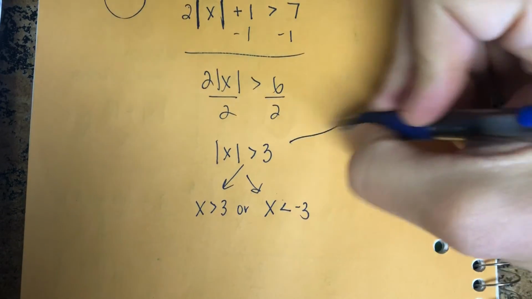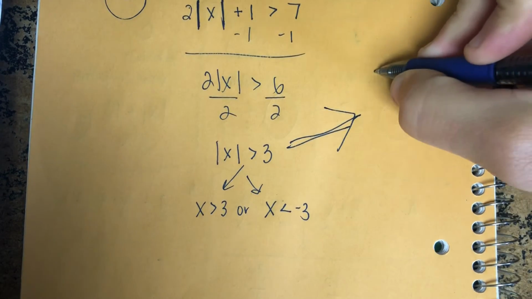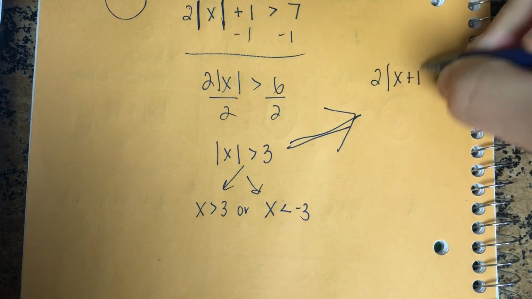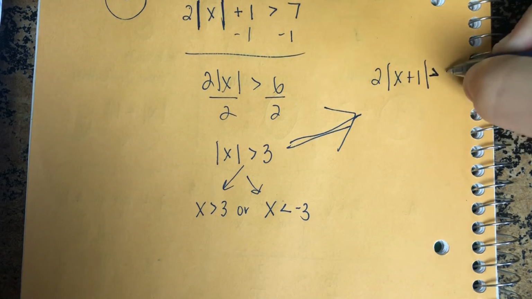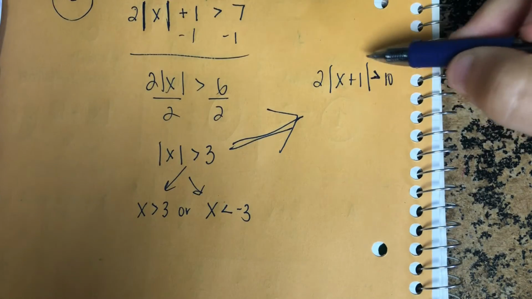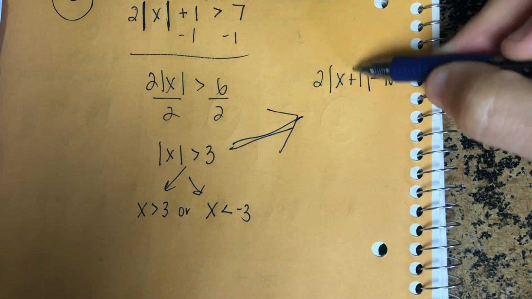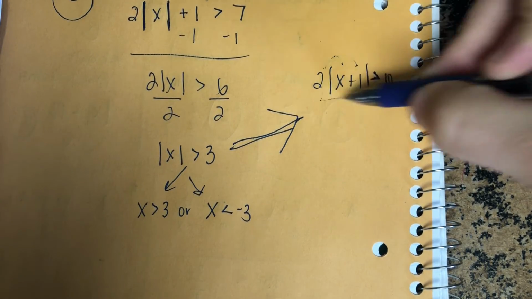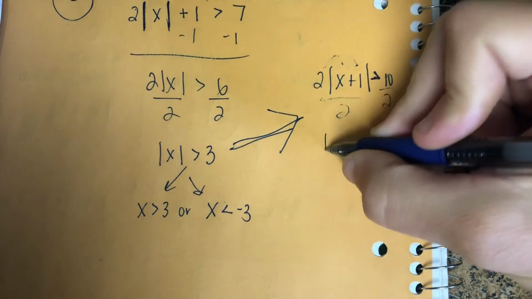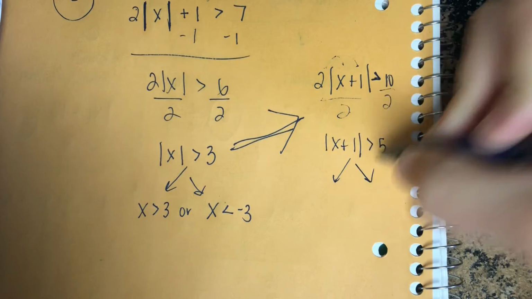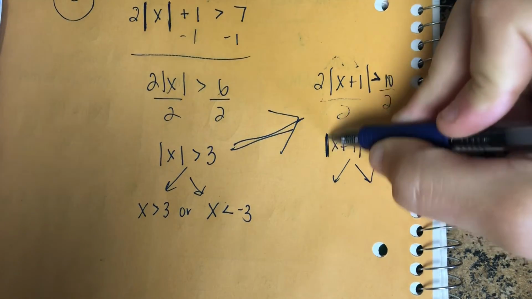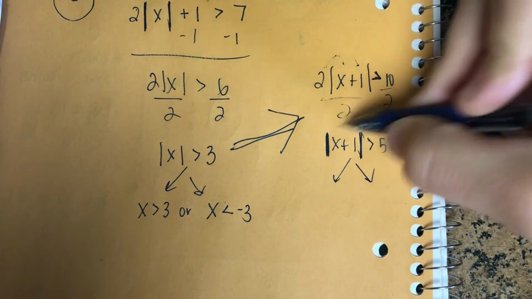Or another example of when you would split it up is if, say you had something like that. 2 times the absolute value of x plus 1 greater than 10. You can't distribute into absolute value, so you got to get rid of that 2. And now split it up. You split it up when it's just the absolute value, nothing on the outside.